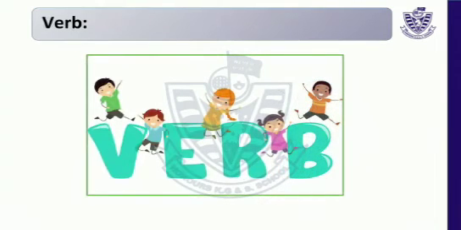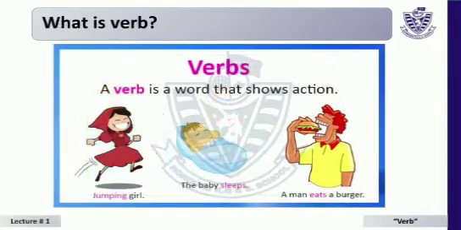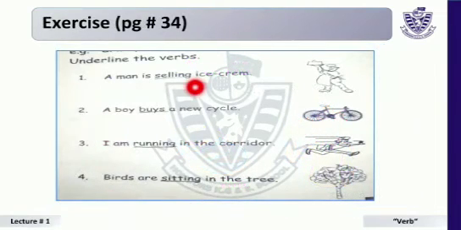Now let's start verb. What is verb? A verb is a word that shows action like jumping, sleeps, eats. Let's start its exercise. Underline verbs. As we read that verb is a word that shows action, so we will underline action words. First one is a man is selling ice cream. We will underline selling.